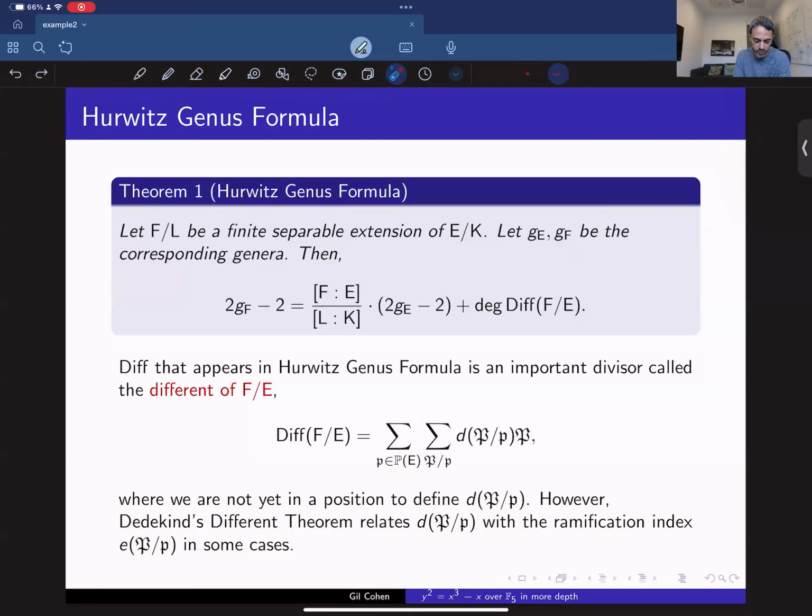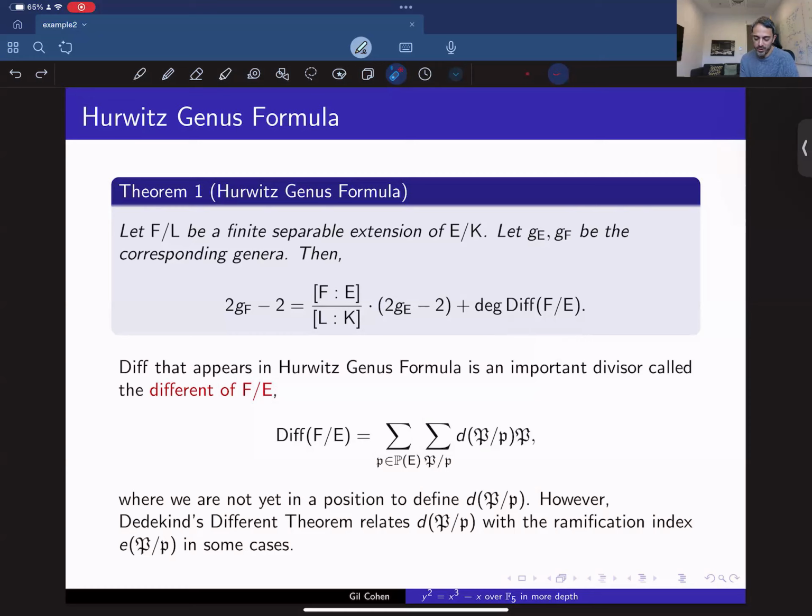You have that twice the genus of the larger function field minus 2 is obtained by taking the same expression for the lower genus, and you multiply it by the ratio of the function field extension indices, F over E and L over K, and usually L over K is 1. In our case, it's going to be 1. So you only see F over E, the degree of the extension. But then you have to add the degree of a certain divisor, which is called the different. An important divisor in function field extension is called the different, denoted like that.